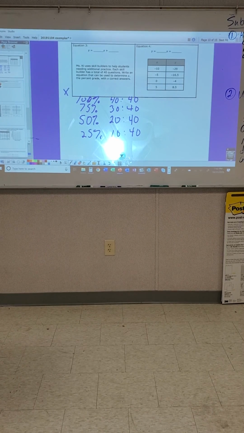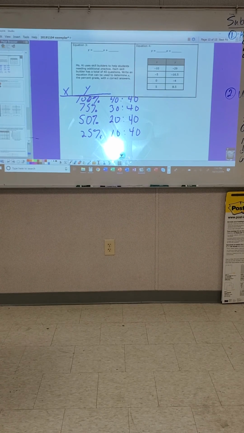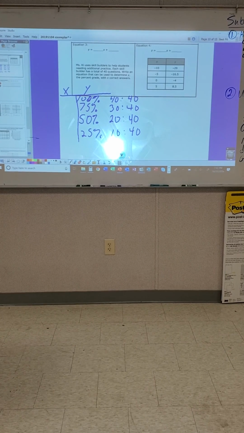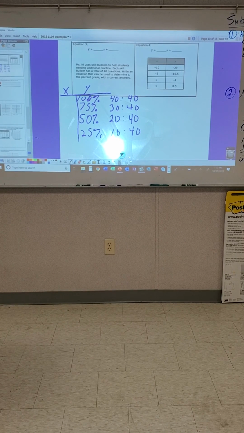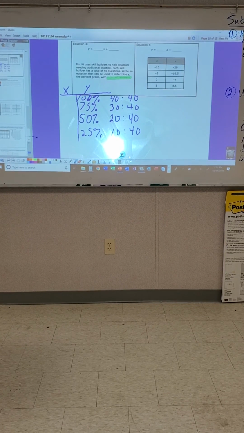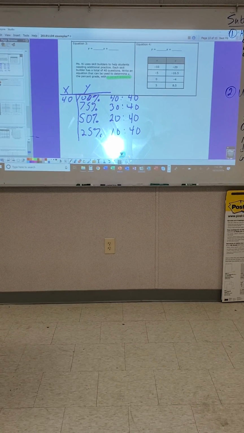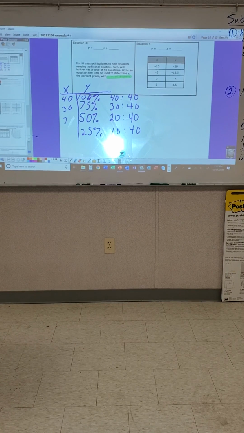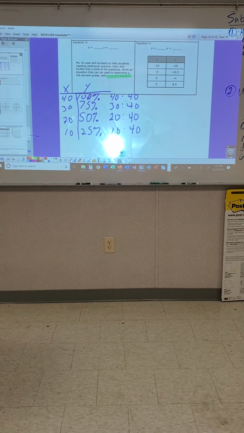Let's make an x, y table. So if we get 40 correct, because that's the number of correct answers, 40 for x equals 100%. 30 for x gives you 75. 20 gives you 50%. 10 gives you 25%.